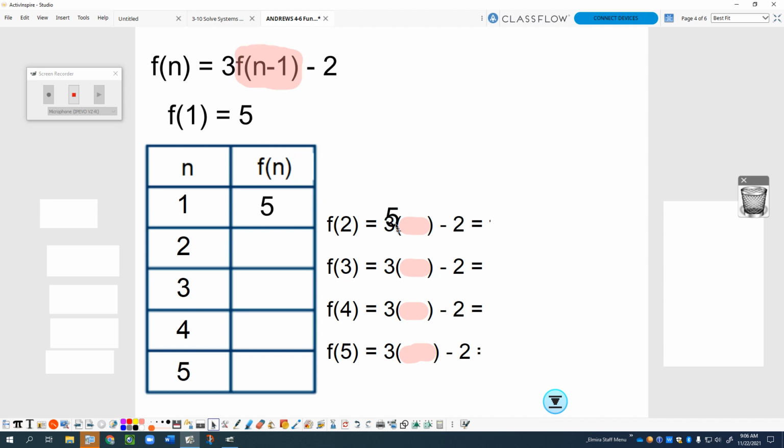To get the next term, I will plug in 5 and put that in my calculator. 3 times 5 is 15, minus 2 is 13. So that's my next term, and I'm going to plug it in. 3 times 13 is, excuse me, 39, minus 2 is 37.